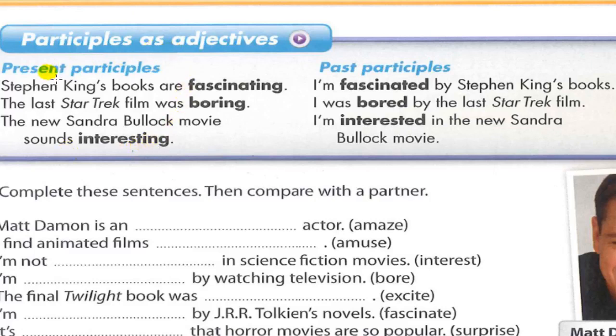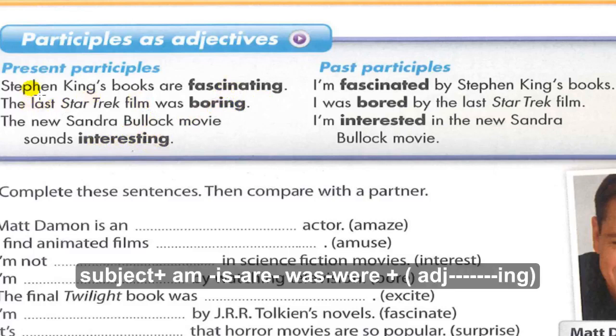So here, present participles: fascinating, boring, interesting. We have ing. And here we have the subject, of course, the verb to be, and after the verb to be, we have the adjective. These adjectives, they have ing. Why?